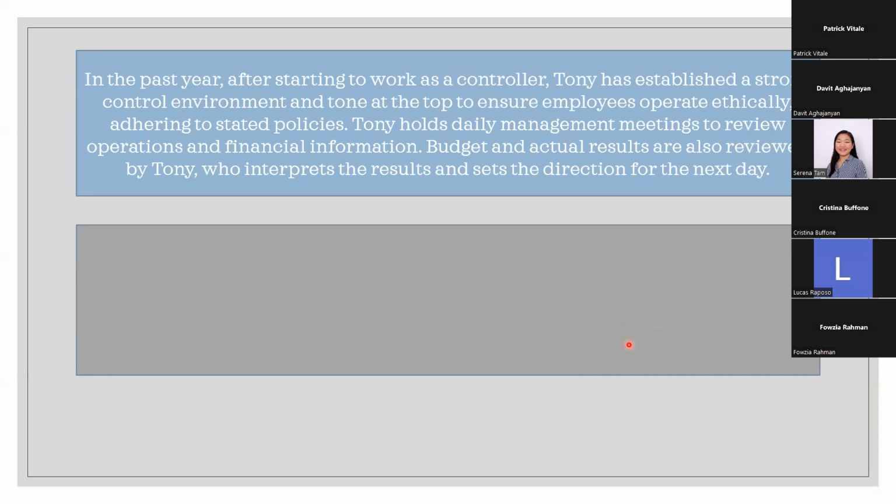Okay, in the past year, after starting to work as a controller, Tony has established a strong control environment, and Tony sets the tone at the top to ensure employees operate ethically, adhering to stated policies. Tony holds daily management meetings to review operations and financial information. Budget and actual results are also reviewed by Tony, who interprets the results and sets the direction for the next day. So what are we thinking here?